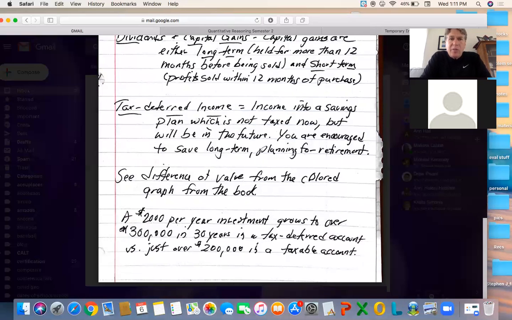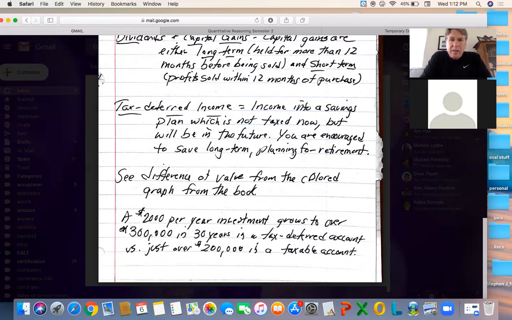The last term for this week is tax-deferred income. We've talked about that before. But tax-deferred income is income that you put into some type of a tax-deferred savings plan, which is not taxed now, but it will be in the future when you use it. This is to encourage you to save long-term, particularly planning for retirement. A lot of people will start a tax-deferred deduction from their pay early on so that when they retire, they've got some money to draw from.